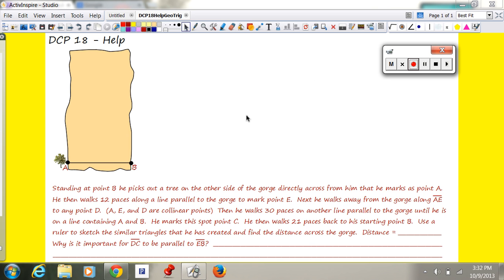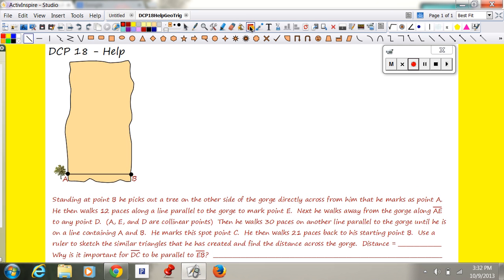Alright guys, here's a little help for DCP18. We have someone standing at point B, right here. He picks out a tree on the other side. That's point A. He walks 12 paces along a line parallel to the gorge to mark point E.